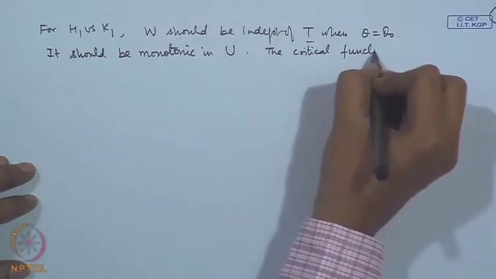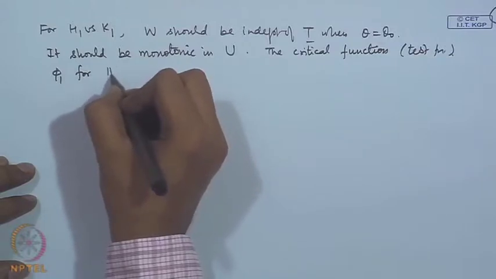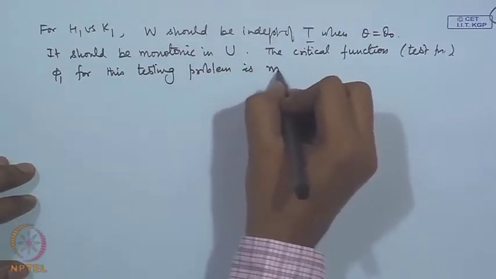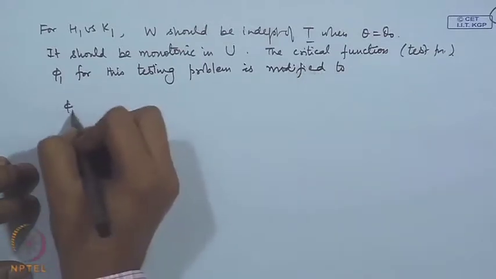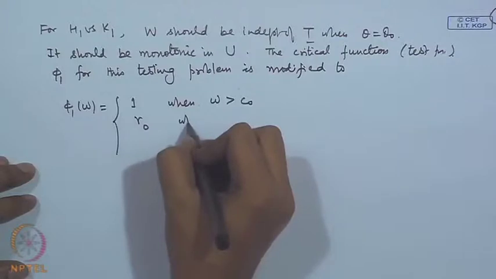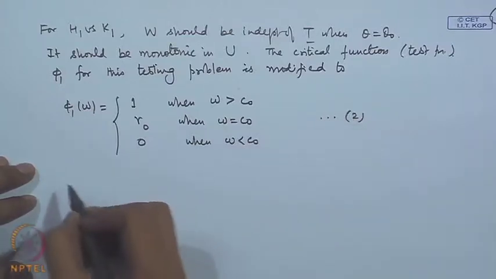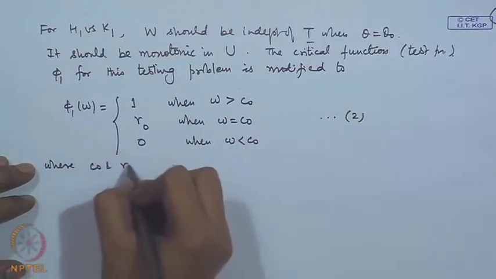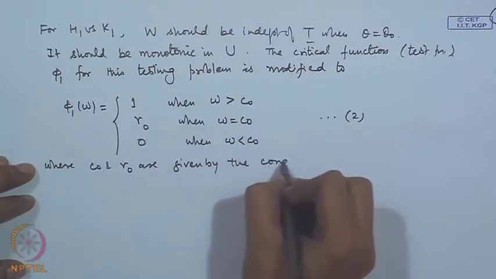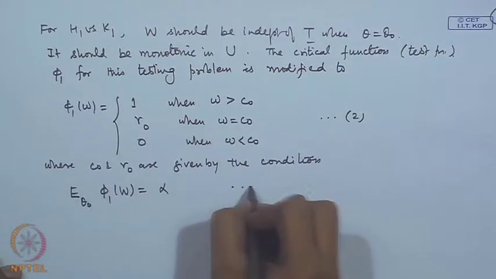The critical function or the test function phi 1 for this testing problem is modified to phi 1 of W is equal to 1 when W is greater than c naught, it is equal to gamma naught when W is equal to c naught, it is equal to 0 when W is less than c naught, where c naught and gamma naught are given by the condition expectation of phi 1 of W is equal to alpha.